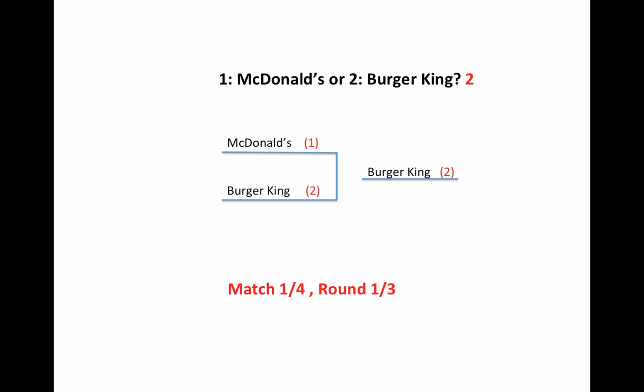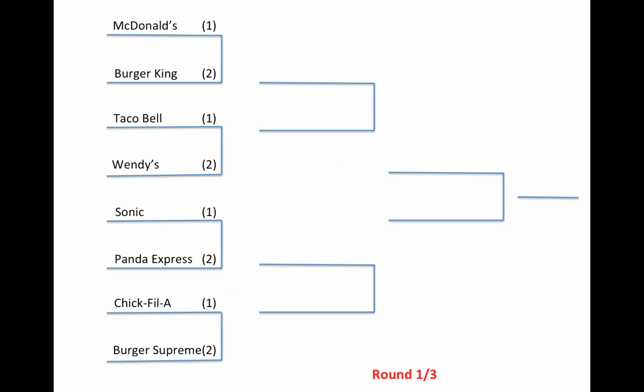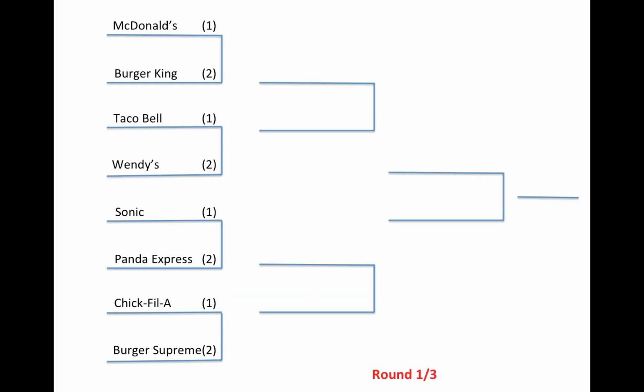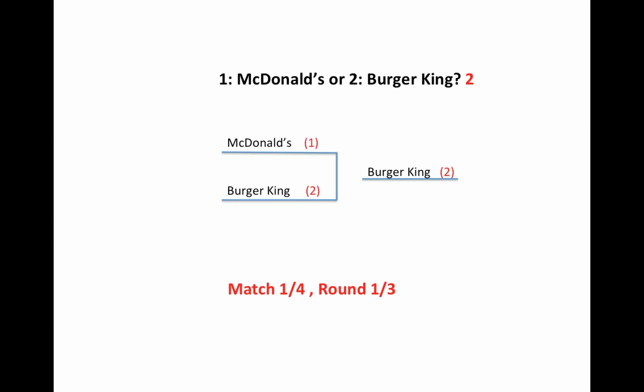For the first match, McDonald's or Burger King, because this is the top left bracket, the computer should prompt what's shown in the black text: 1 McDonald's or 2 Burger King. If I enter 2, signified by that red 2, Burger King should advance in the tournament, and McDonald's will be eliminated. This would be match 1 of 4 for round 1 of 3. There are 3 rounds, and this first round has 4 matches inside of it. You can see the 4 matches here, given by each parent. Let's go to the next one.